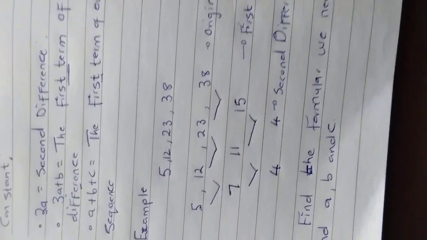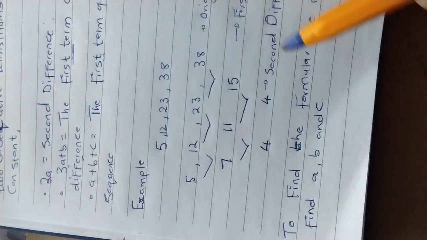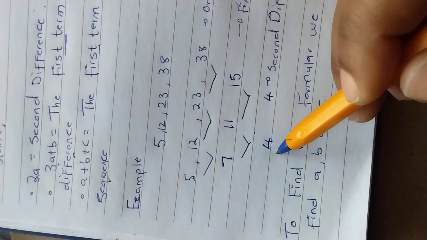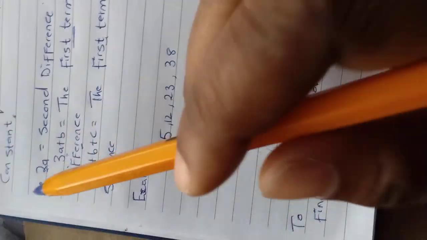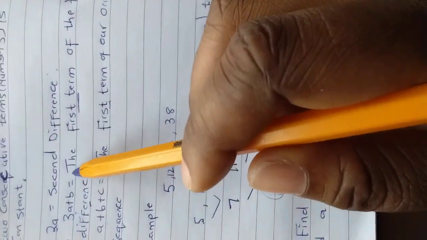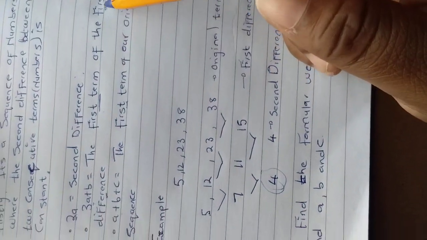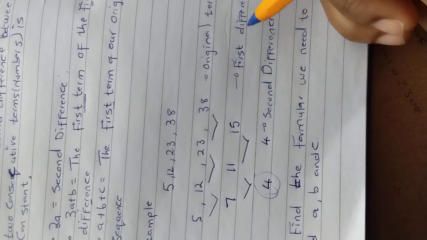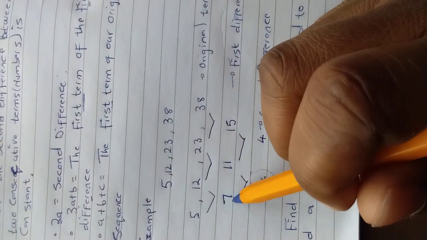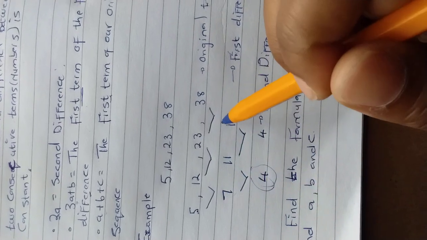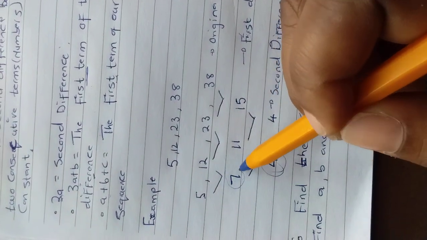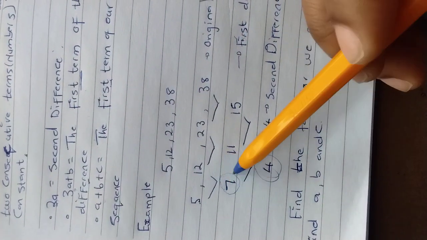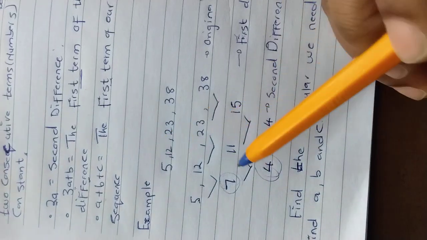So our 2a equals to the second difference first term, which equals 4, you see? And then our 3a plus b, I said it's equal to the first term of the first difference. What is the first term of the first difference? This is our first difference pattern, and the first term is 7. So 3a plus b equals 7.